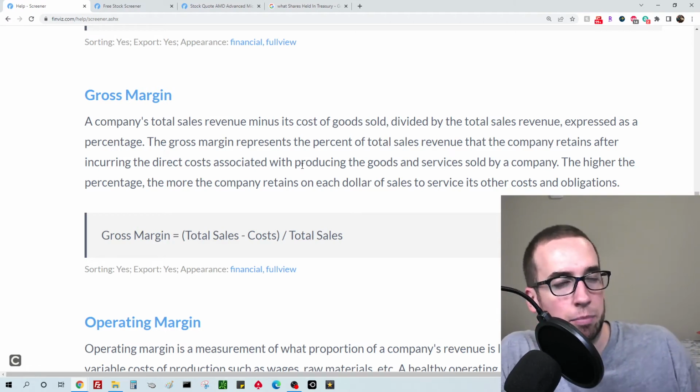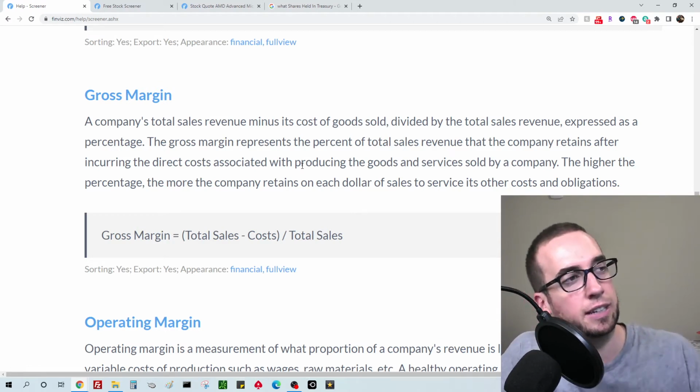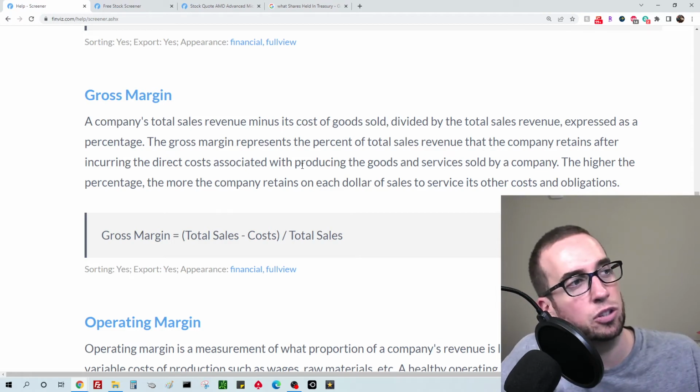So gross margin on the Finviz help site is gross margin equals (total sales minus costs) divided by total sales.